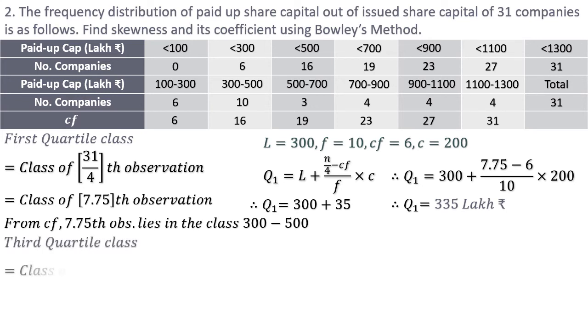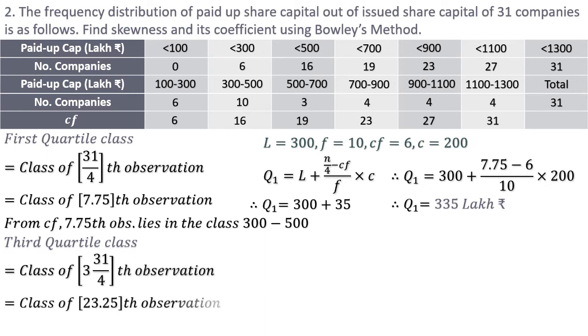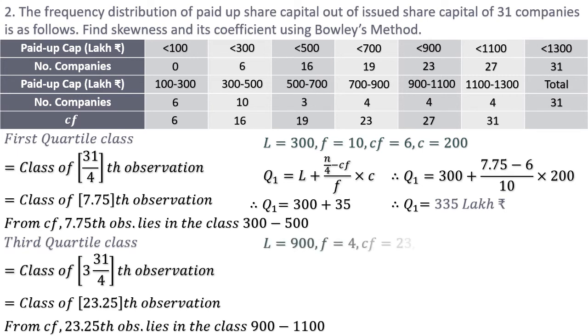For the third quartile class, it will be 3 times the 31 upon 4th observation, and when you solve this, you get the 23.25th observation. Now from the CF you can see that 23.25 is not in 23 but in the CF 27, which is the class 900 to 1100. So from CF the 23.25th observation lies in the class 900 to 1100. When you write down the data for that, you get lower limit 900, the frequency of the class is 4, CF before that is 23, and the class length of the class is 200.